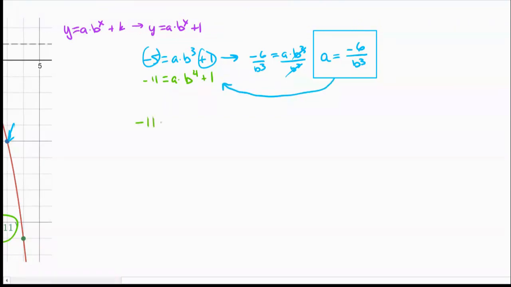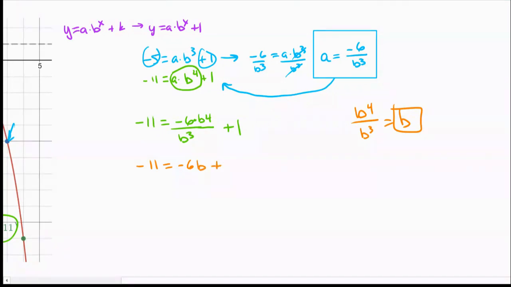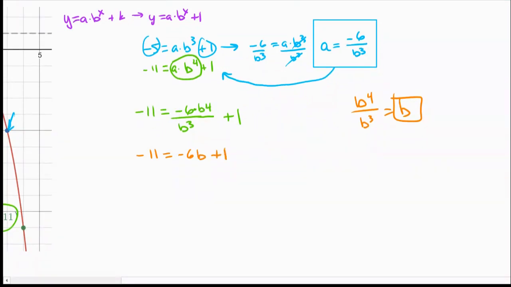So what that'll look like is -11 equals, and then my a value is -6 over b cubed. I'm multiplying that by b to the power of 4. So I'm actually going to put that like b to the power of 4 over 1 so I can multiply that on the top. And at the end, I add 1 here. So once I plug that in, I have to simplify. And the nice part about these is that because I have b to the power of 4 over b to the power of 3, that cancels out 3 of those b's and leaves me with just 1 b left over. So now I have -11 equals -6b plus 1, and now it's a fairly straightforward problem to solve.